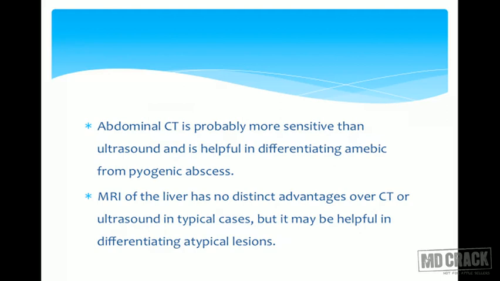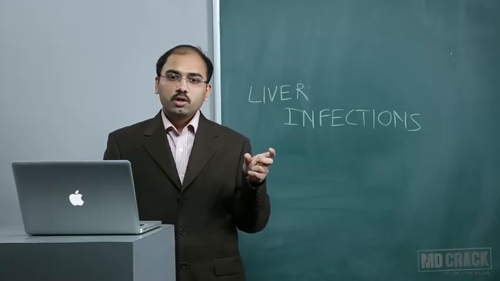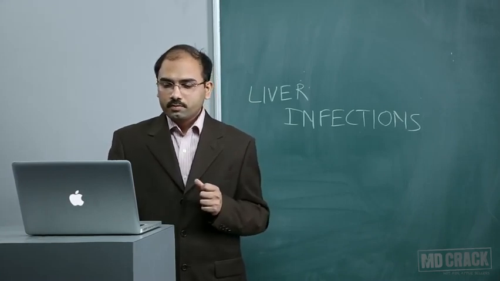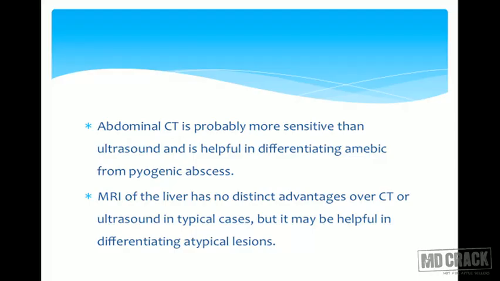Abdominal CT scan is the most sensitive compared to ultrasound and helpful in differentiating amoebic from pyogenic liver abscess. So this is a very important point. If you are given various options, which of the following is the most sensitive? It is the CT scan. MRI of the liver has no distinct advantage over CT or ultrasound in typical cases. But in atypical cases, when there is suspicion of tumor necrosis leading to liquefaction, it is helpful in differentiating from amoebic liver abscess. So MRI is helpful in differentiating necrosis in tumors from amoebic abscesses.